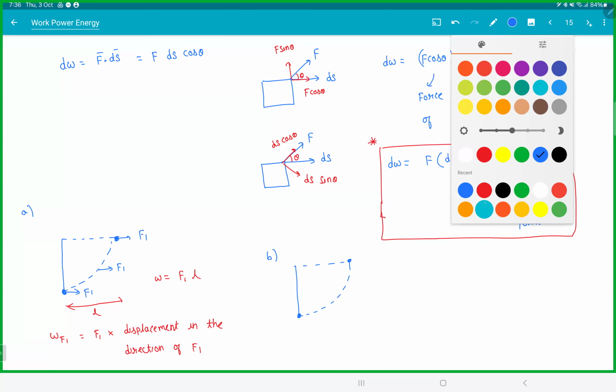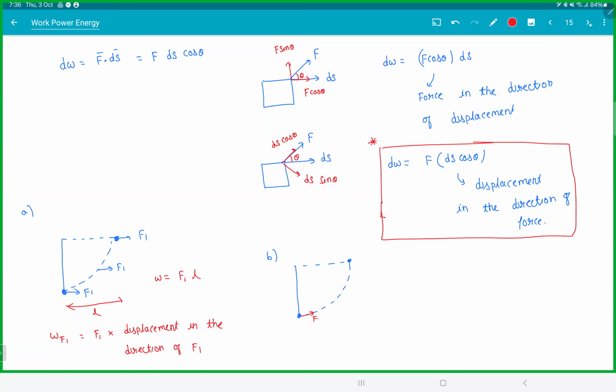In this case, if you look at F2, F2 is like this. So here the displacement is the arc length, which is 2 pi r by 4, right? So pi L by 2. The work done by F2 is F2 into pi L by 2, displacement in the direction of force, or the distance in the direction of force.